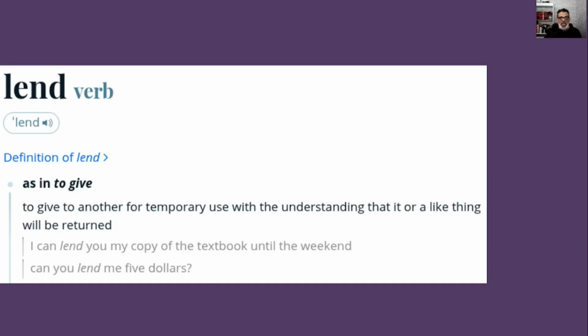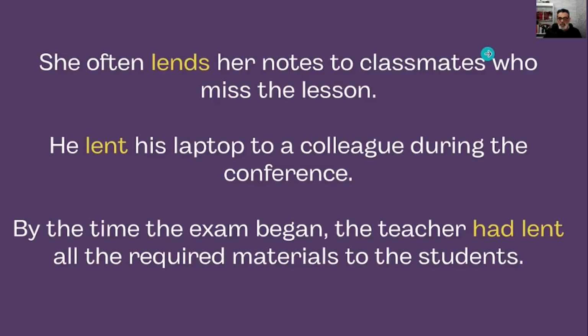I can lend you my copy, so I can give you my copy temporarily. I lend you my copy of the textbook until the weekend. Can you lend me $5? So if I lend you $5, it means that I want the $5 back later. So it's temporarily. Let's see some more simple examples.